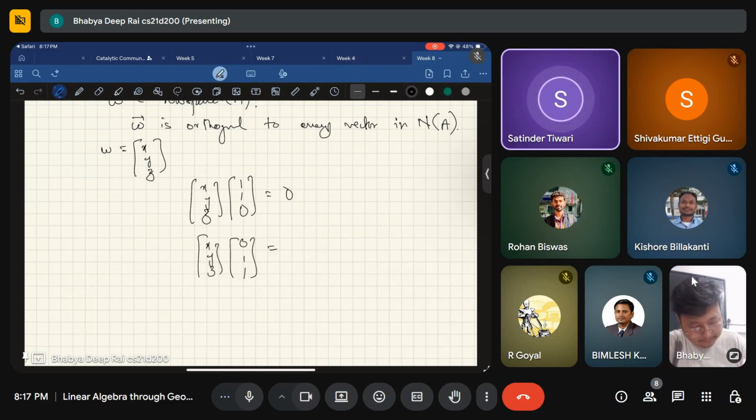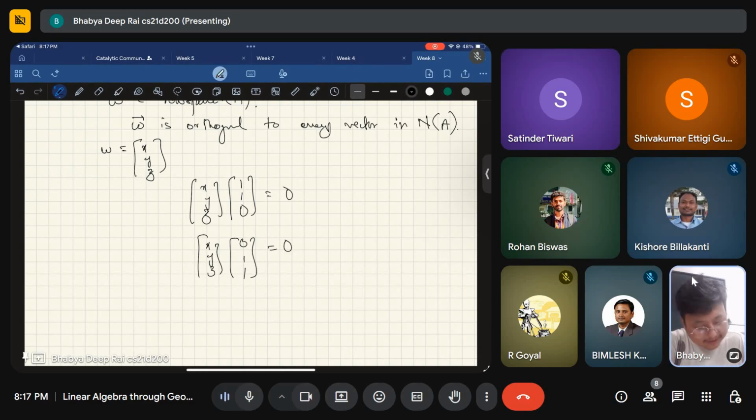It will be 1 minus 1 1. 1 minus 1 1. That's what you got. Let's compare that.